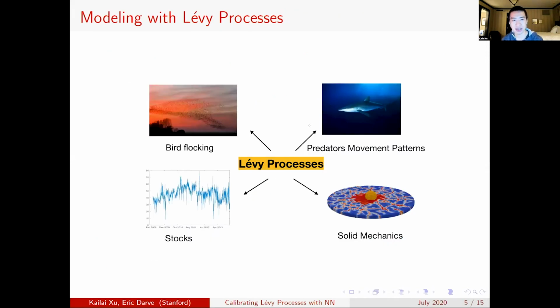There have already been a lot of applications. For example, in biology, people have been using Lévy processes to describe bird flocking and predators' movement patterns. In mathematical finance, people use Lévy processes to model stock prices. And in solid mechanics, there are many applications for describing the fracture process. For example, peridynamics is one of the tools that uses this kind of Lévy process or non-local diffusion process to describe the behavior of materials.